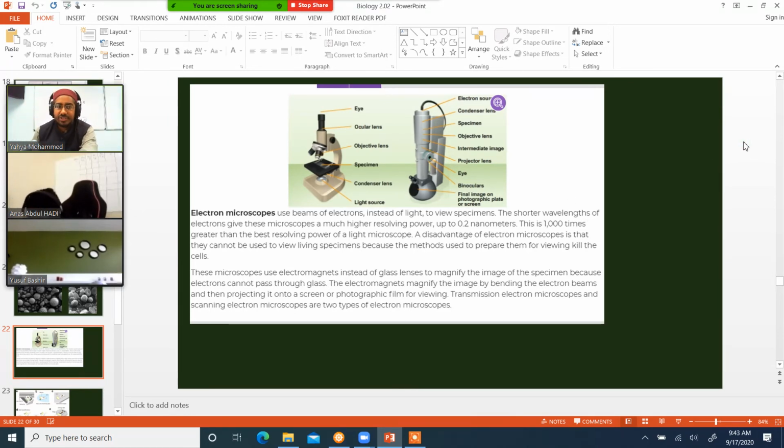Now the disadvantage is that you have to kill the specimen to see it. You cannot see live things. For example, with the light microscope, you could take some water from a pond and put it on there, and you can see the little things moving around, right?